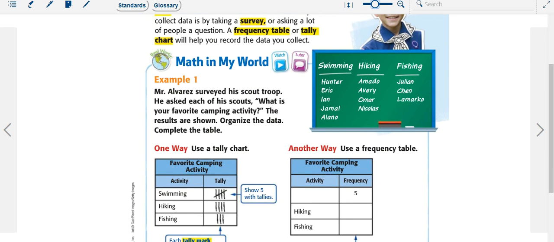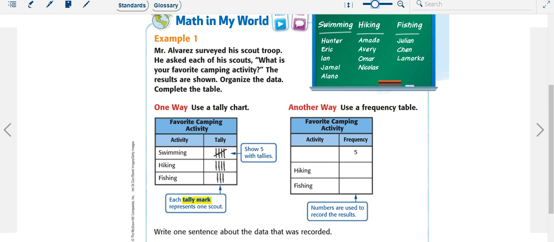Now we're going to start with example number 1. Listen, you guys, this chapter is almost like a review from 2nd grade. In 2nd grade, we already saw this surveying and tally chart. Remember that a tally chart is the one that uses tallies, okay? Now, Mr. Alvarez surveyed his scout troop. He asked each of his scouts, what is your favorite camping activity? The results are shown. Organize the data and complete the table.